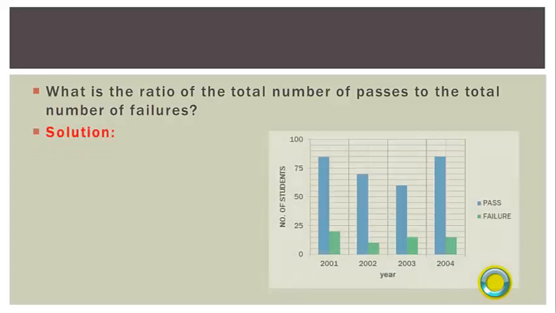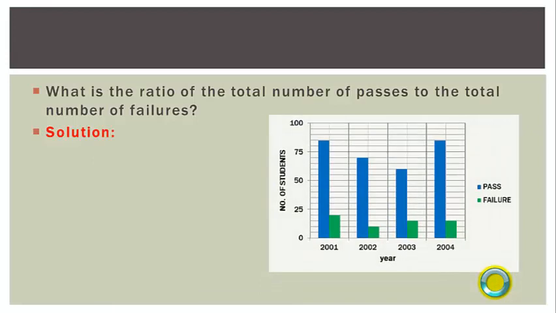Solution. Here is the given bar chart. In this bar chart, the blue bars represent passes, while the green bars represent failures. On the vertical axis, each small square represents 5 units. So this is 5, 10, 15, 20, 25.